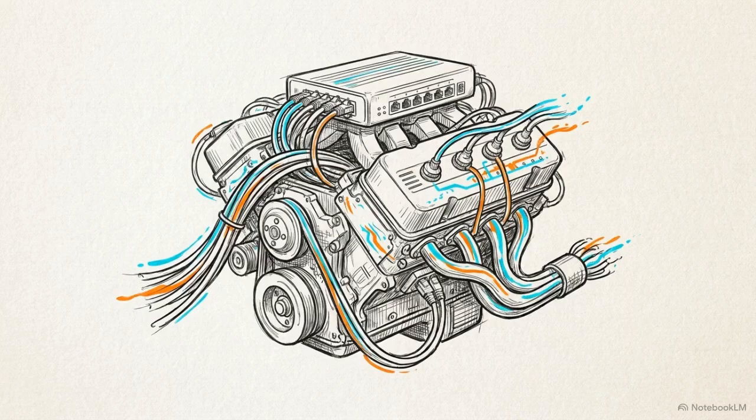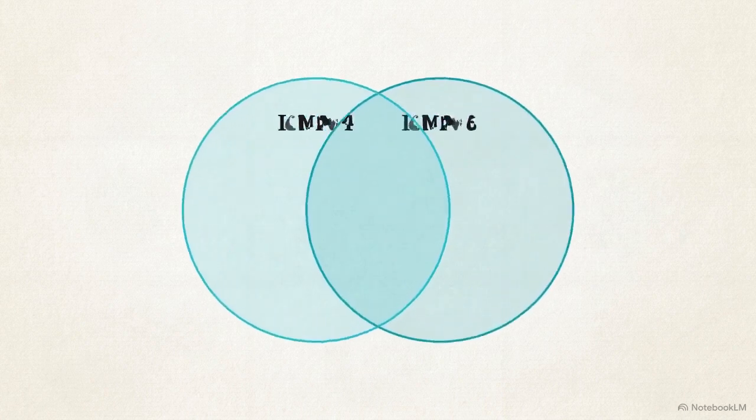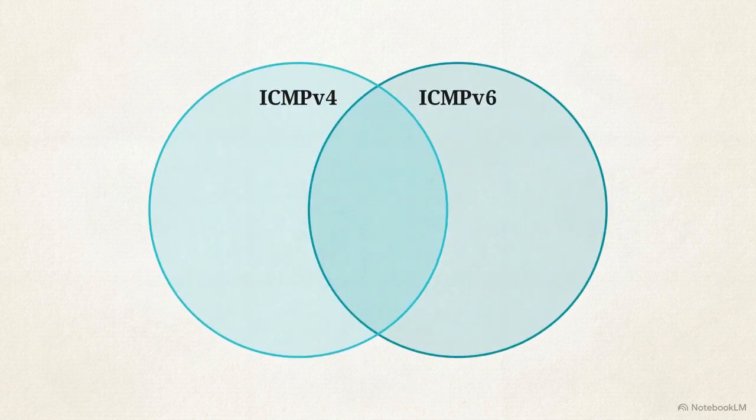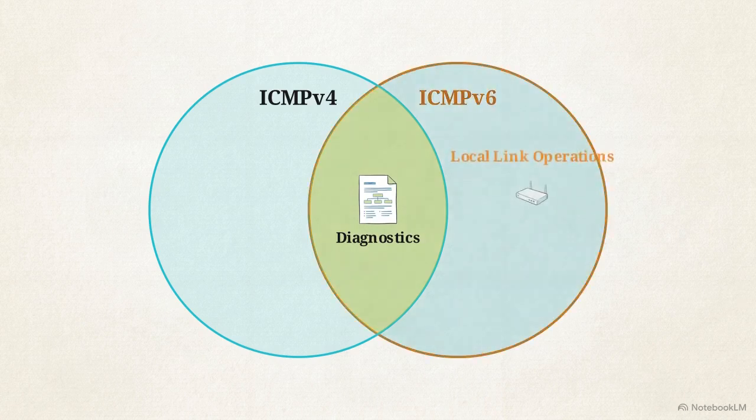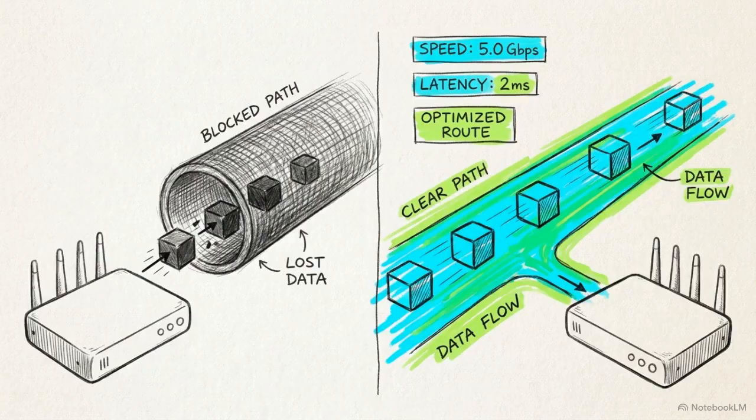ICMP functions as the underlying engine for network discovery, powering the diagnostic tools, like ping and traceroute, required to maintain a modern internetwork. The protocol is divided into two versions, ICMP v4 and ICMP v6. While they share similar diagnostic goals, their operational roles on the local link differ significantly. Mastering ICMP is the key to moving from blindly sending data to intelligently troubleshooting the path it takes.